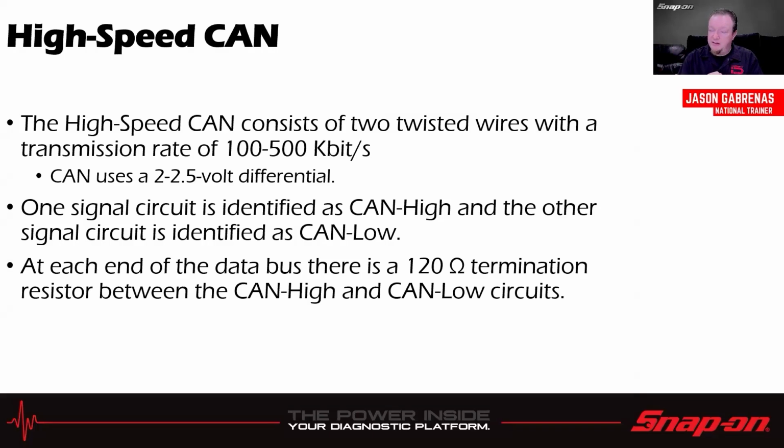High speed CAN consists of two twisted wires with a transmission rate of 100 to 500 kilobits per second. And it uses between a 2 and 2.5 volt differential. There's a little bit of a range that's allowed in the spec. One signal circuit is identified as CAN high, and the other one is CAN low. At each end of the data bus, there's also a 120 ohm termination resistor between the CAN high and CAN low circuits, and that's kind of your stop sign. That's the end of the line.